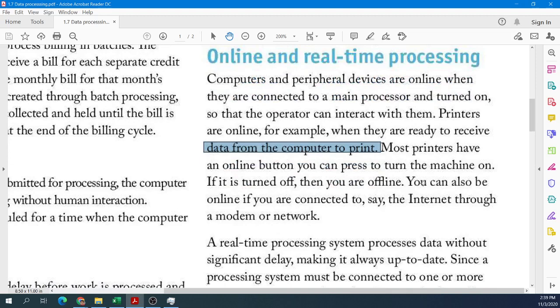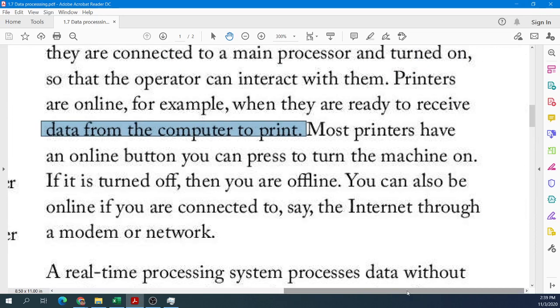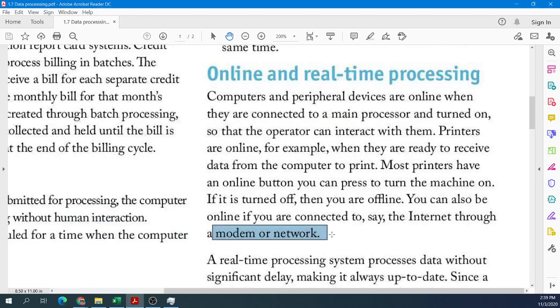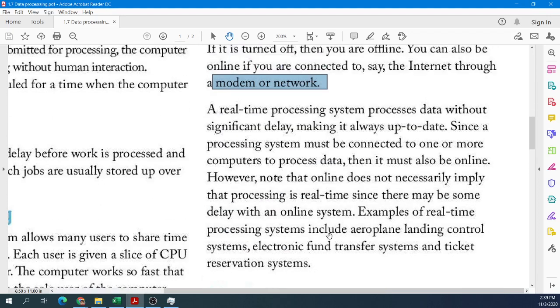Now, online also refers to when you are connected to the internet through a modem or a network again. For example, your Wi-Fi. So, your device being on and connected to the internet, your phone being on and connected to the internet, can also be referred to as being online. So, what is real time processing now?